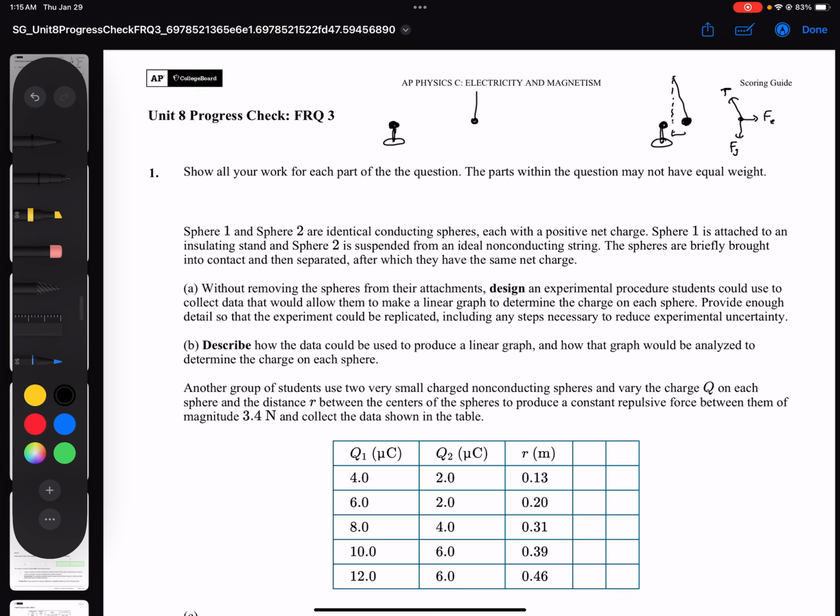All right, describe how data can be used to produce a linear graph and how the graph will be analyzed to determine the charge in each sphere, right? So let's just go over the equations. So I have F equals K Q1 Q2 over R squared. All right, and I know that Q1 has to equal Q2 because these two spheres touch before they're separated. So I'm just going to write Q representing the charge on each sphere because they're both going to be the same. So we have K Q squared over R squared. That's going to be my force.